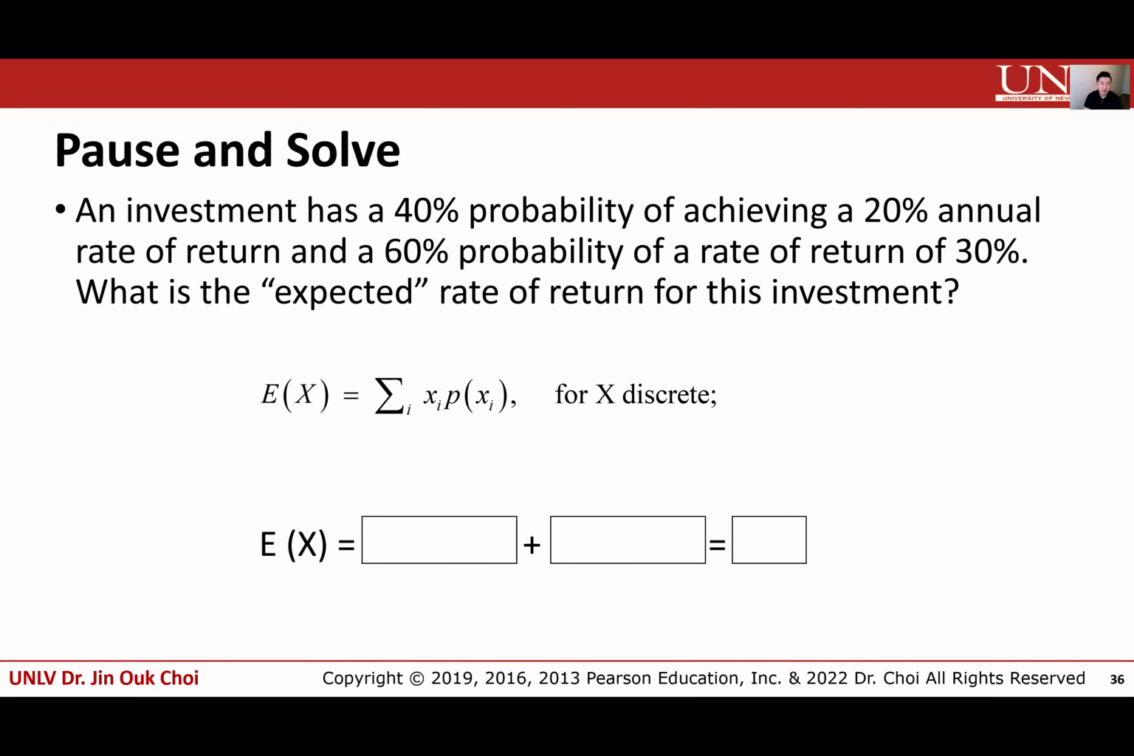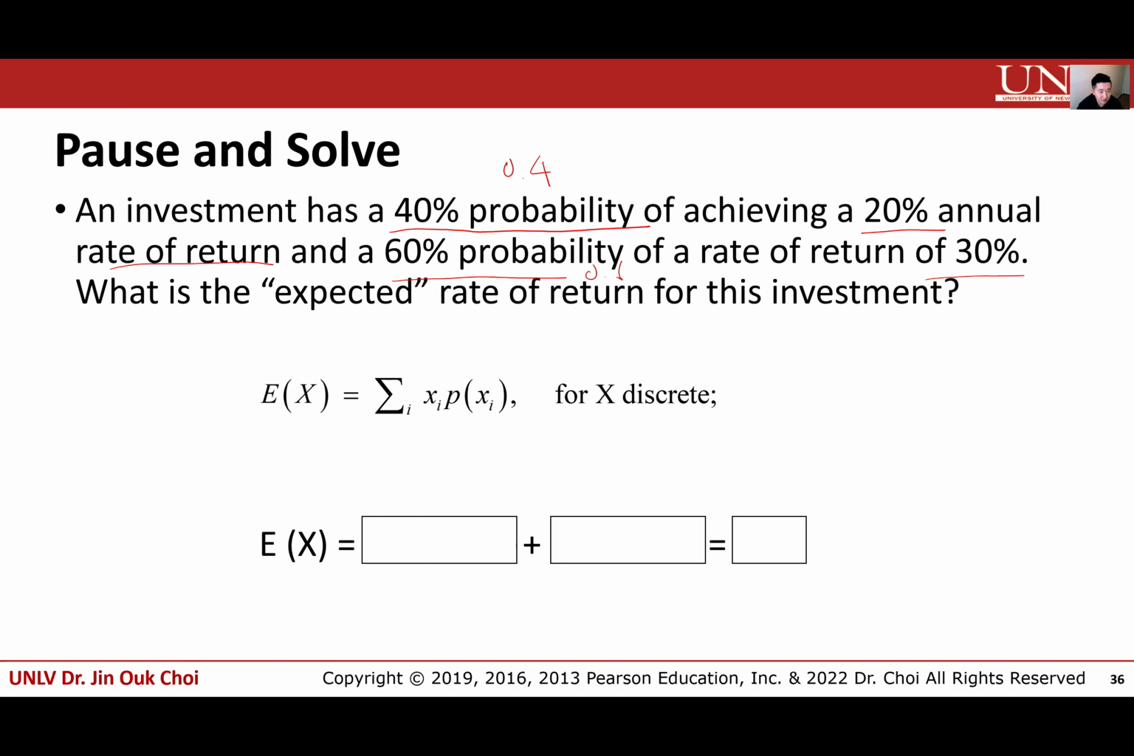Okay, welcome back. Well, probably this question is one of the easiest questions. The question tried to trick you because all of them are in probabilities, but eventually you just need to multiply them correctly. So here it's a 40% probability, so we will write it as 0.4, 20% annual rate of return, and 60% probability, rate of return of 30%, which is 0.6.